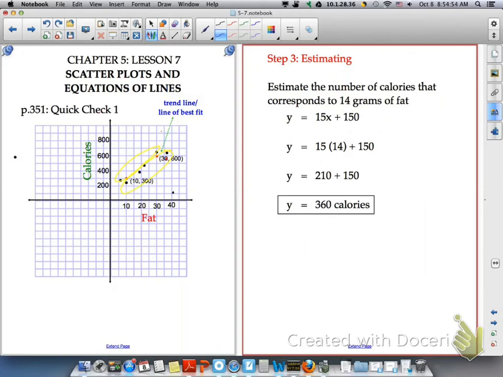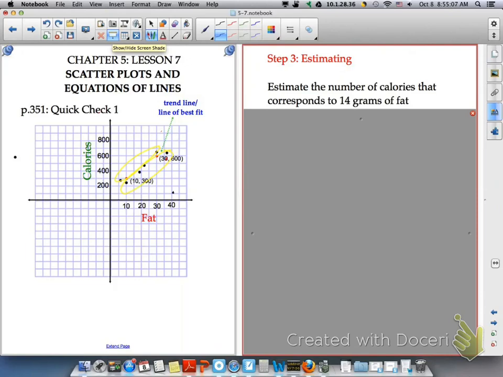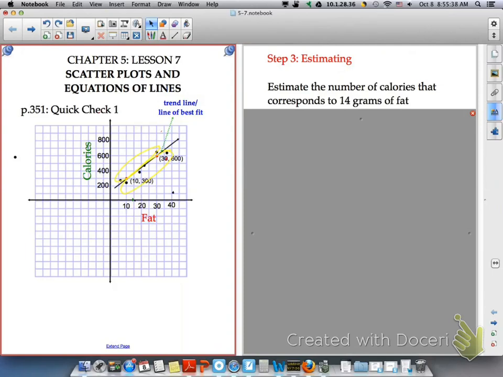Okay, step 3. Estimate the number of calories that corresponds to 14 grams of fat. So we would plug it in to the equation we just found. Okay, let's see if we can get the information from the graph, and then we can use the computation. So 14 is somewhere here, correct? There is a point on 10. 14 is somewhere around there. So it's between 300 and 400, where's my trend line? Over there. Pardon me, George? Between 300 and 400? You can see because there's a point on 10. 350, 360? Is that a fair estimate? Okay. 360.